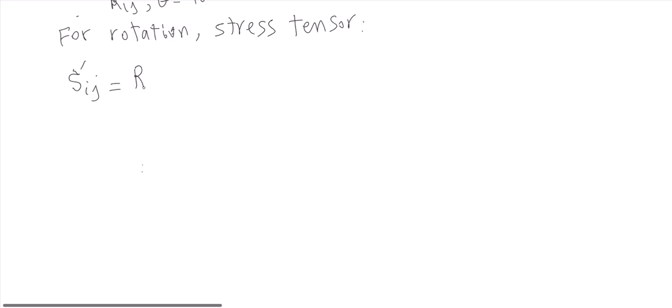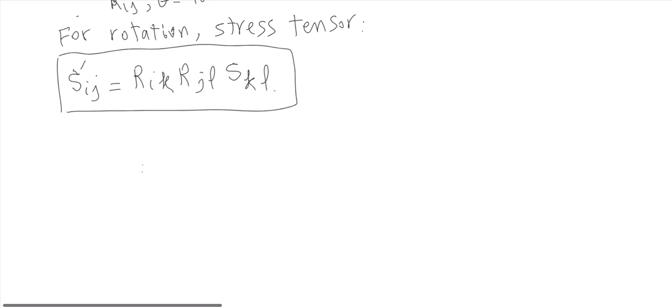Okay, so for a tensor, we just follow the same thing. For rotation, when we have a stress tensor, we use, let's say, S prime ij is R ik, R jl, S kl. This is a quite compact expression here using Einstein summation convention.